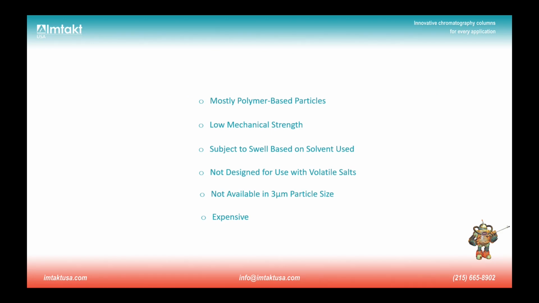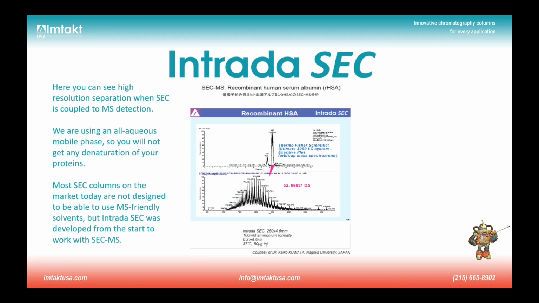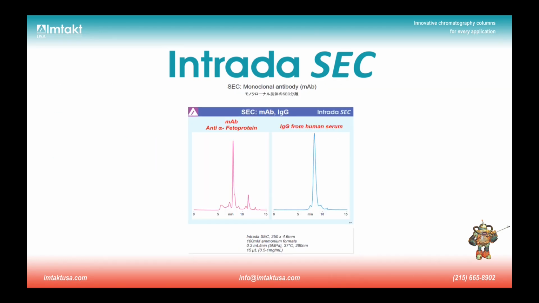Well, we made a column called Entrada SEC that solves a lot of those problems. It's a high efficiency, 3 micron particles, silica based, and it's designed from inception to work with mass spec. See, here's an example right here. So no longer do you have to tolerate low resolution SEC. You can get high resolution SEC with this column. And I just wanted to show some antibodies and some IgGs. They work very well in this. They're going to work beautifully for your intact antibody analysis.